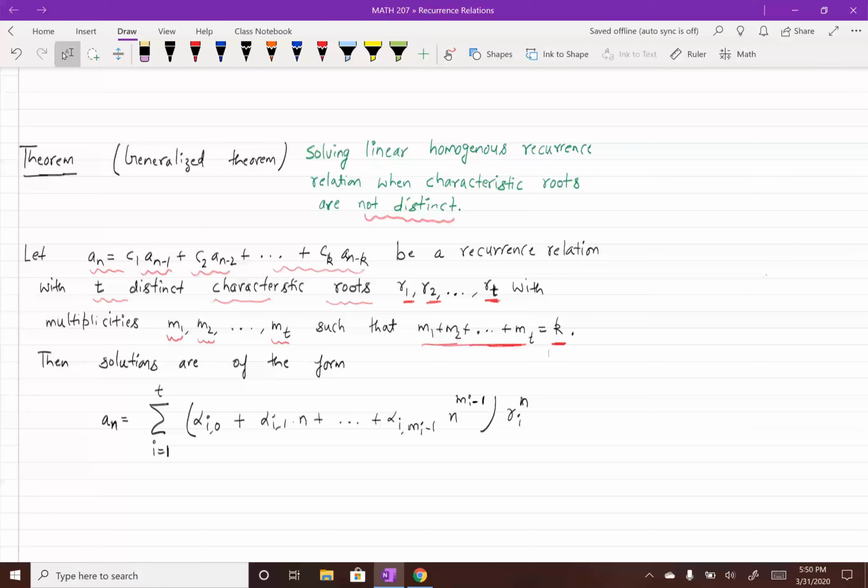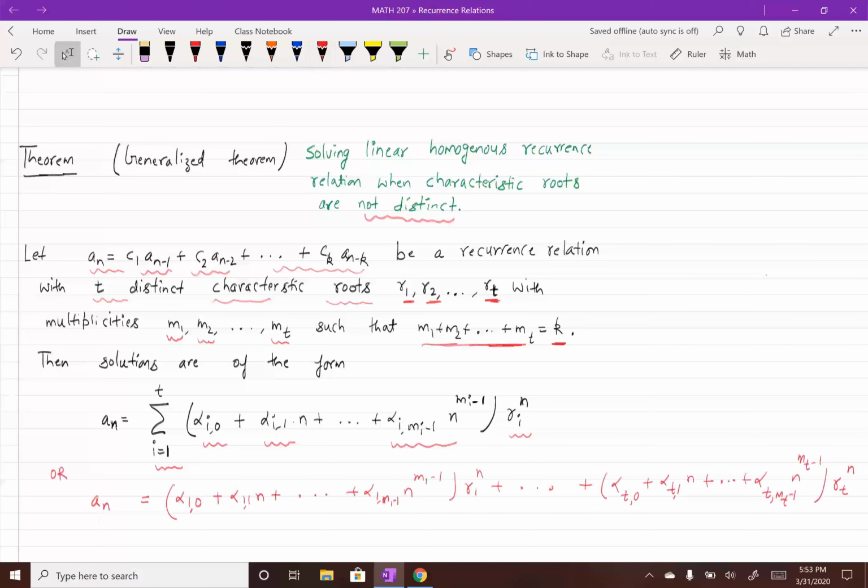Then the closed form solution of my recurrence relation can be given by this expression, where a of n is written as a summation. i goes from 1 to t, since we are assuming we have t distinct characteristic roots, and they repeat with a multiplicity of mi. So it is alpha i0 plus alpha i1 times n plus all the way up to alpha i (mi minus 1) multiplied by n to the power mi minus 1, and multiplying everything by ri to the power n.